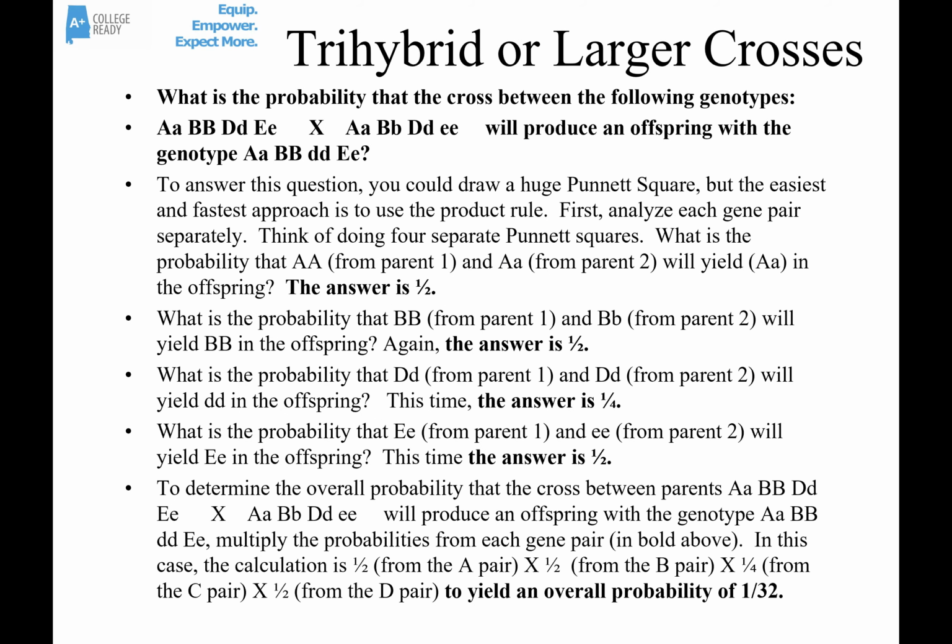Now, another kind of question you might get is one like this. What is the probability that the cross between the following genotypes will produce an offspring with the genotype big A, little a, big B, little d, big E, little e? To answer this question, we could draw a huge Punnett square, but the easiest and fastest way to do this is to use the product rule.